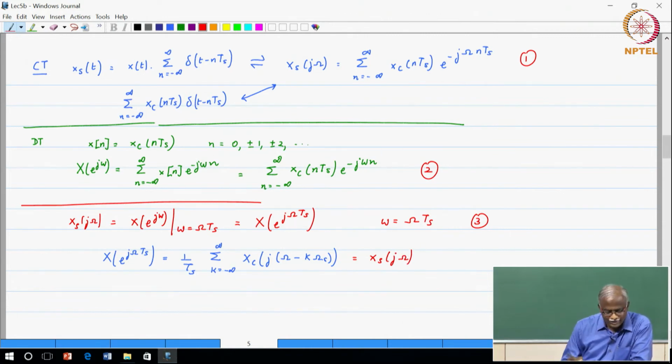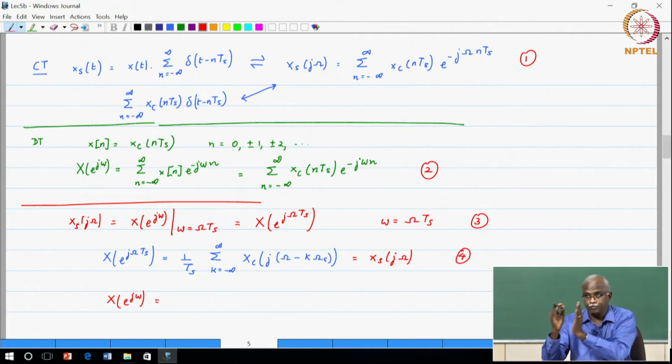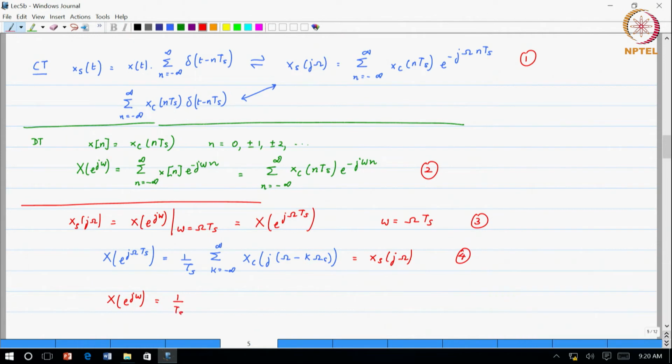So this also tells us that we can write the same equation, equation number 4, in terms of the discrete time ω, which says Xe(jω). How do I visualize it? This is the representation, periodic repetitions of the continuous time frequency with the appropriate scaling of the frequency axis. So it is 1 over Ts summation k equal to minus infinity to infinity Xc of j(ω/Ts minus k times 2π/Ts).